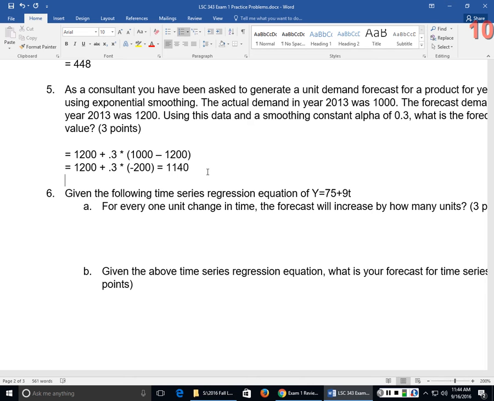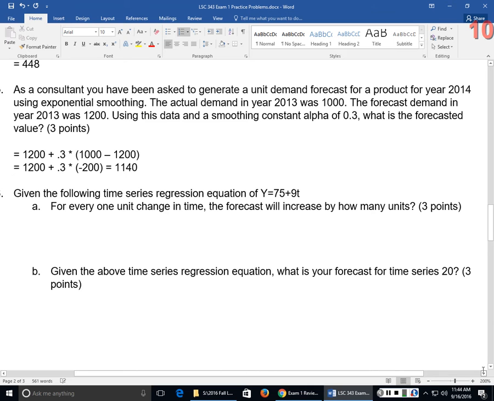Right? The other question is, given the above time series regression equation, what is your forecast for time series 20? Okay, so Kyle, let's come to you. What?